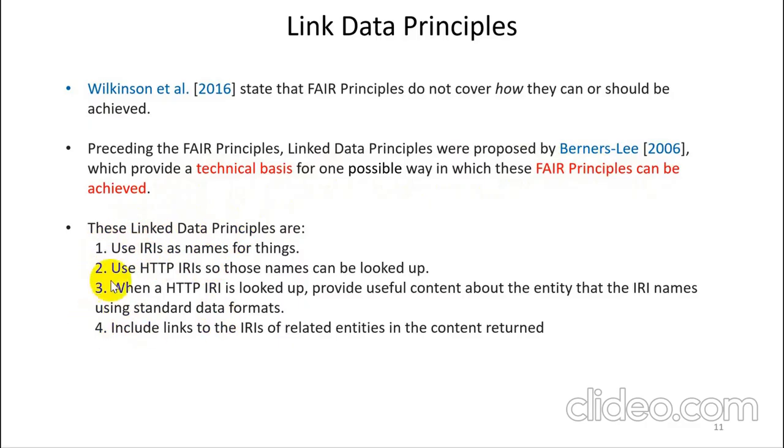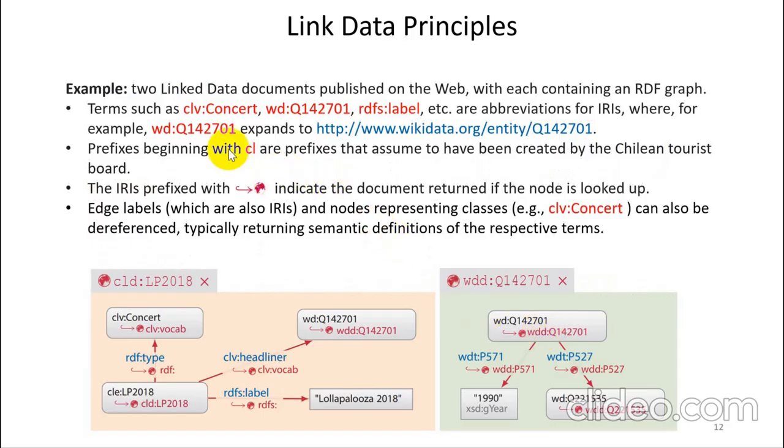There are four principles. The first one is use IRIs as the names for things, and the second one is use HTTP IRIs, so those names can be looked up. And the third one is when the HTTP IRI is looked up, provide useful content about the entity that the IRI names, using standard data formats. And the last one is include links to the IRIs of related entities in the content returned. So now we go to the example for the linked data principles.